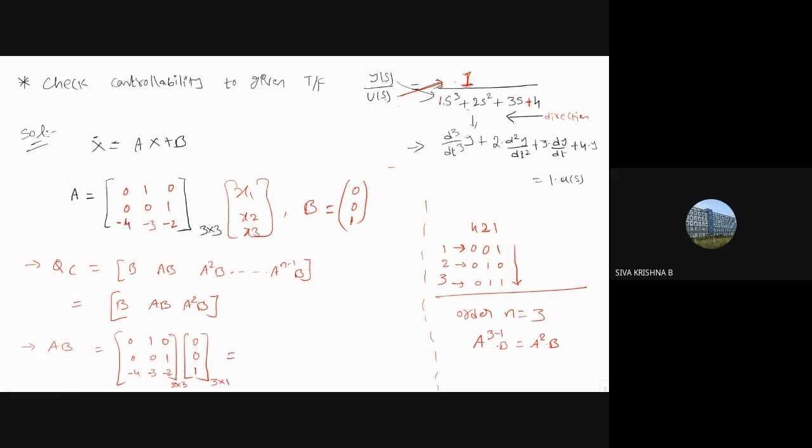The inner sides get cancelled, and the remaining is 3 by 1. So the output matrix contains 3 by 1 only. The first row is multiplied by this column, the second row is multiplied by this column, and the third row is also multiplied by this column. So that is 0 into 0 plus 1 into 0 plus 0 into 1 for the first row, first column. Next, the second row: 0 into 0 plus 0 into 0 plus 1 into 1. Next, minus 4 into 0 plus minus 3 into 0 plus minus 2 into 1.